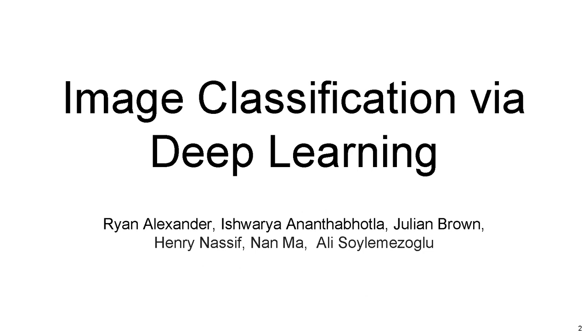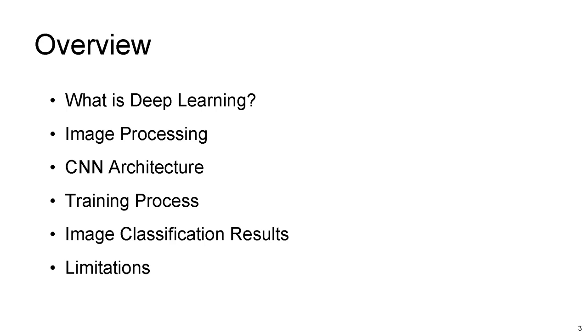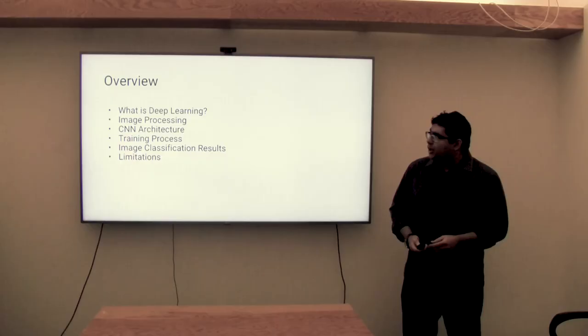So today we'll be going through how the process of image classification with deep learning works. We're first going to talk about what deep learning is, and then we'll move into some of the image processing techniques that researchers use, followed by the architecture of the convolutional neural networks, which will be the main focus in our presentation. We'll also talk about the training process, and then go through some results and limitations of CNNs and image classification.